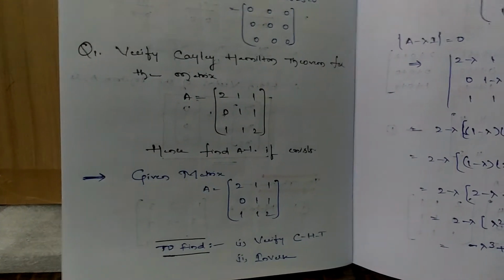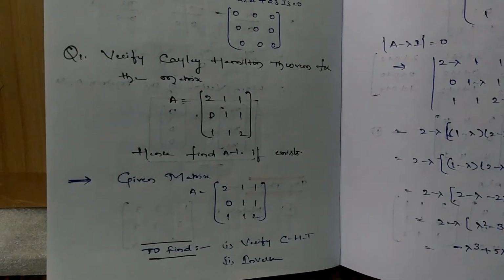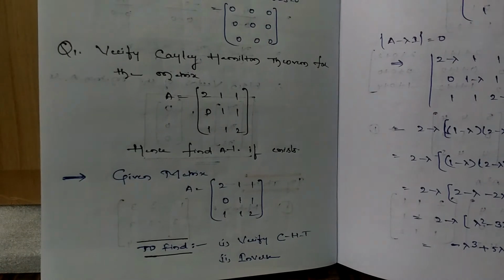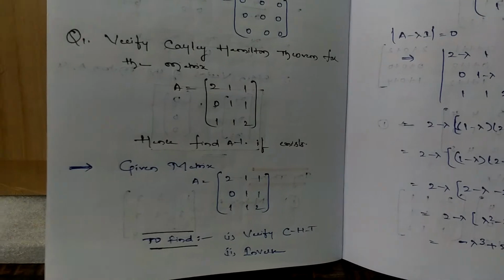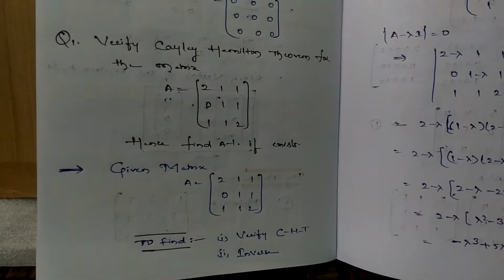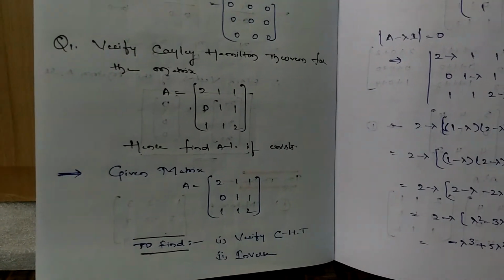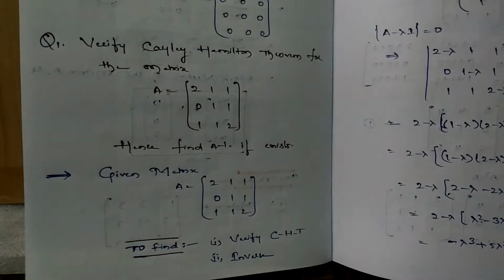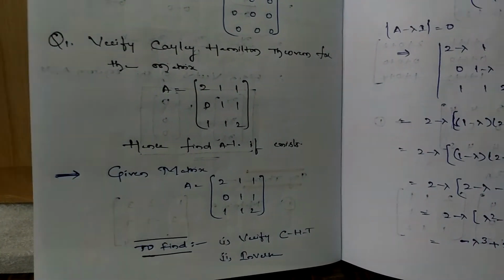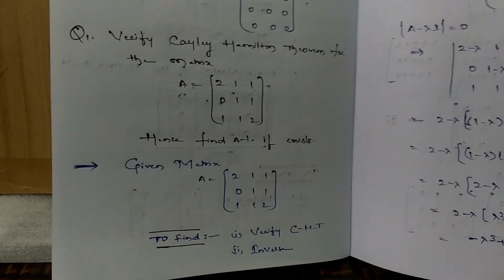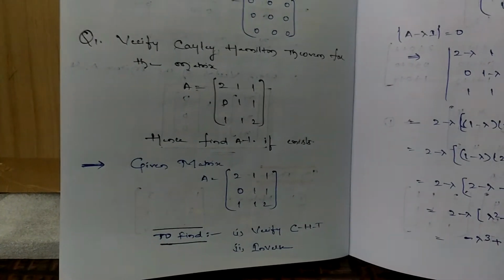Verify the Cayley-Hamilton theorem for the matrix. What is given here? Matrix A equals 2 1 1, 0 1 1, and 1 1 2. It is a 3 by 3 square matrix. We have to verify the Cayley-Hamilton theorem, and also find the inverse if it exists. If the determinant of the given matrix is non-zero, then the inverse exists. Otherwise, it is not possible to find the inverse. We will check all of this.